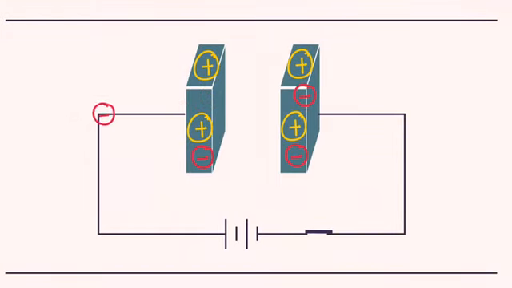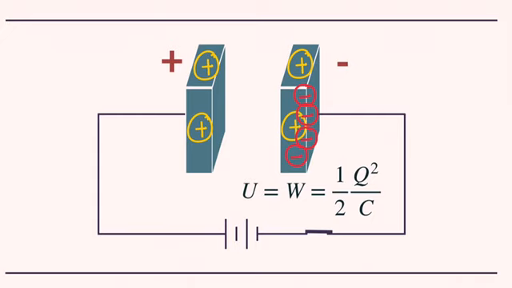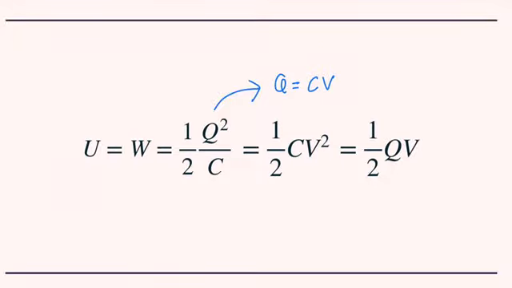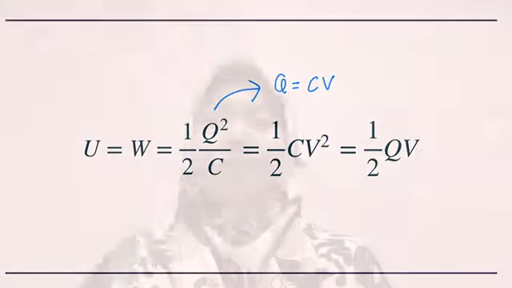When a switch is closed, charge begins to accumulate on the plates, right? A small amount of work is done by the battery to push the electrons to the other plate. So the energy stored in the capacitor is given by U equals W equals half Q squared over C. If we substitute Q equals CV in this equation, you get another equation for the work done or the energy, which is half CV squared and also equal to half QV.